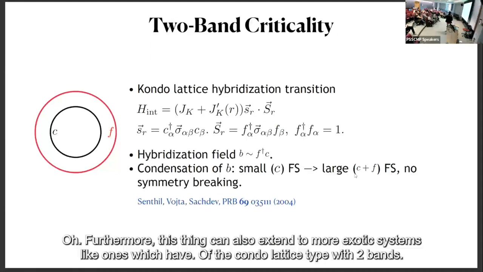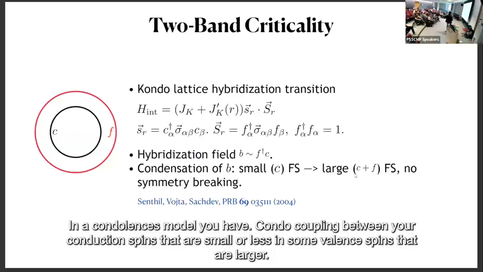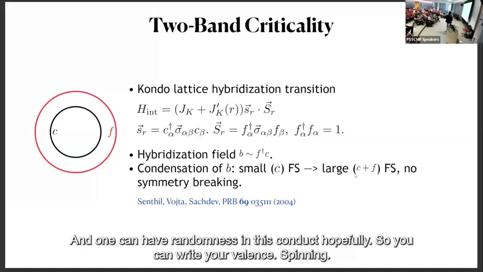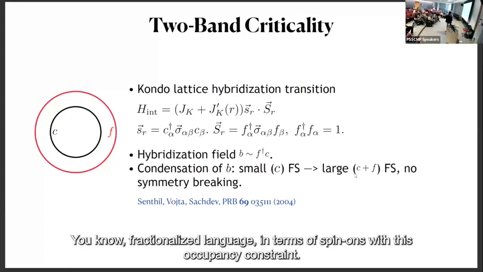And furthermore, this can also extend to more exotic systems, like ones of the Kondo lattice type with two bands. In a Kondo lattice model, you have a Kondo coupling between your conduction spins, which are small s, and some valence spins that are large S. And one can have randomness in this Kondo coupling.